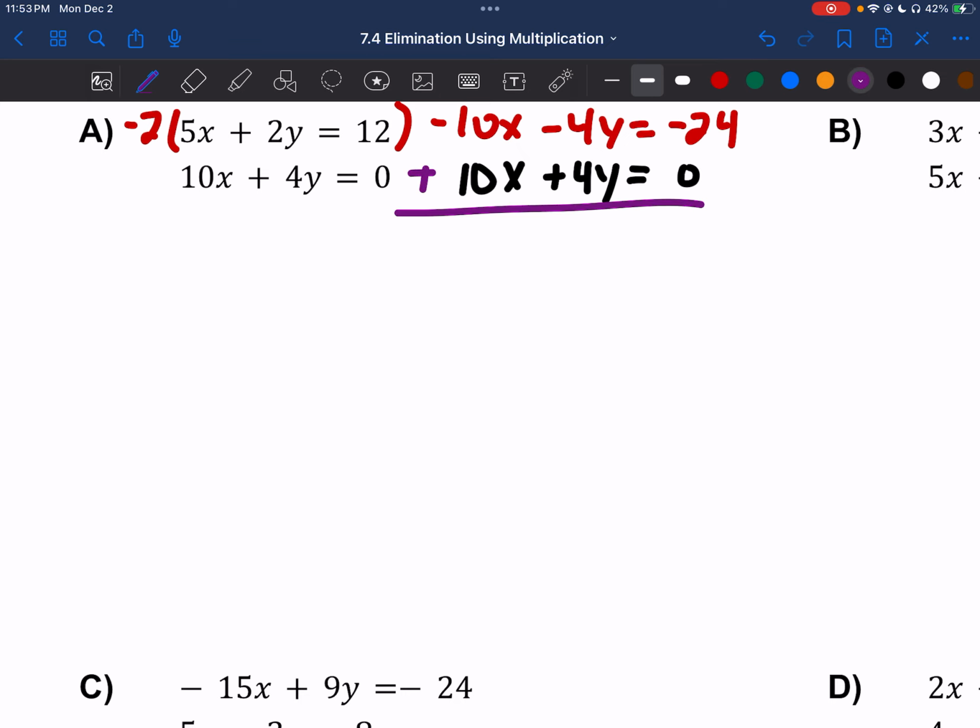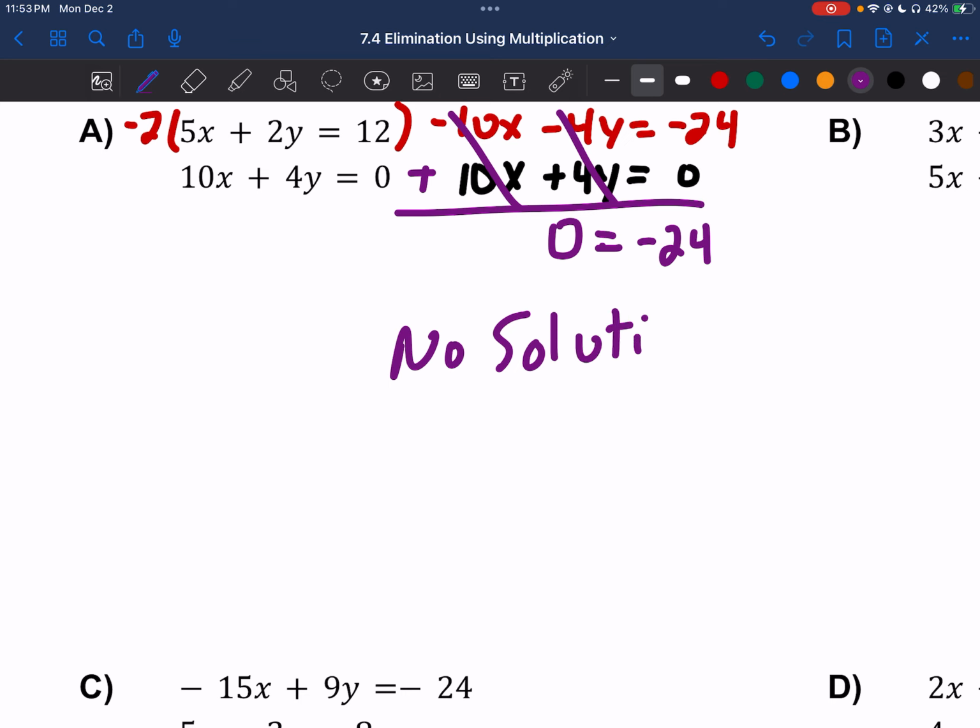Now, add the two equations together. My negative 10x and 10x cancels out. Negative 4y plus 4y is canceled out. Those are both zeros. All right, negative 24 plus 0 is negative 24. Is 0 equal to negative 24? No. So these are no solution. Okay, they are parallel lines. They are same slope, different y-intercept. If we were to solve them for y, there is no solution to this set of equations.